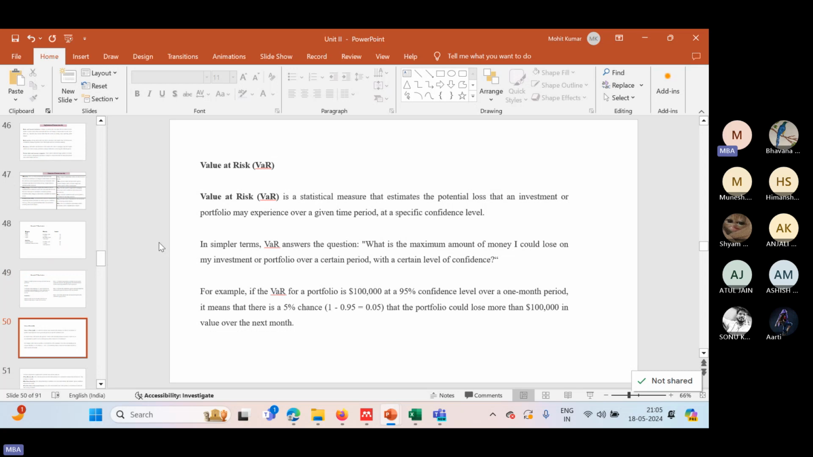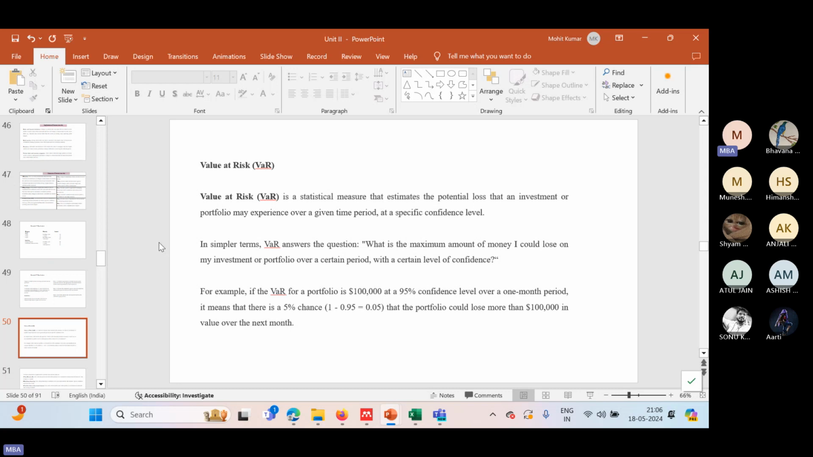Then value at risk. So value at risk, as I said, is a statistical measure that estimates the potential loss that an investor or portfolio may experience over a given period of time at a specific confidence level. So in simple terms, this is the maximum loss of your investment you can have, given a change in the condition and with a certain level of confidence. You want to have a certain confidence, okay? With what probability will I lose a particular amount.